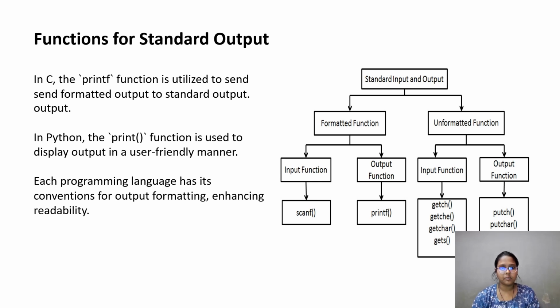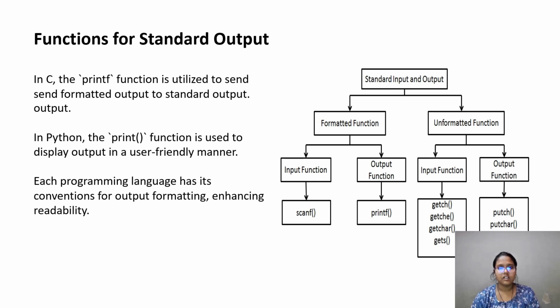Functions for the standard output. In C, the printf function is utilized to send the formatted output to standard output. In Python, the print function is used to display the output in a user-friendly manner. Each programming language has its conventions for output formatting, enhancing readability.